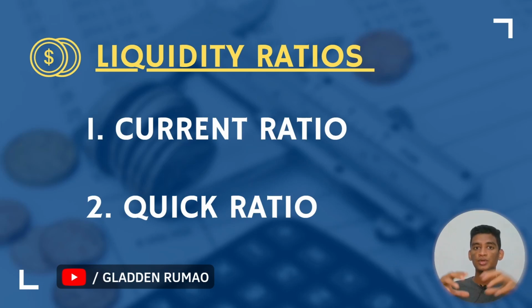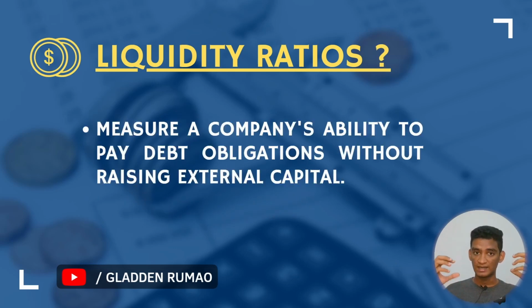In this video, we are going to discuss liquidity ratios, and more importantly the current ratio and quick ratio. Starting with what exactly liquidity ratios are, these are financial metrics that we use to determine how efficient or capable a company is in paying off its debt. So it measures a company's ability to pay its debt obligations without raising any external capital.